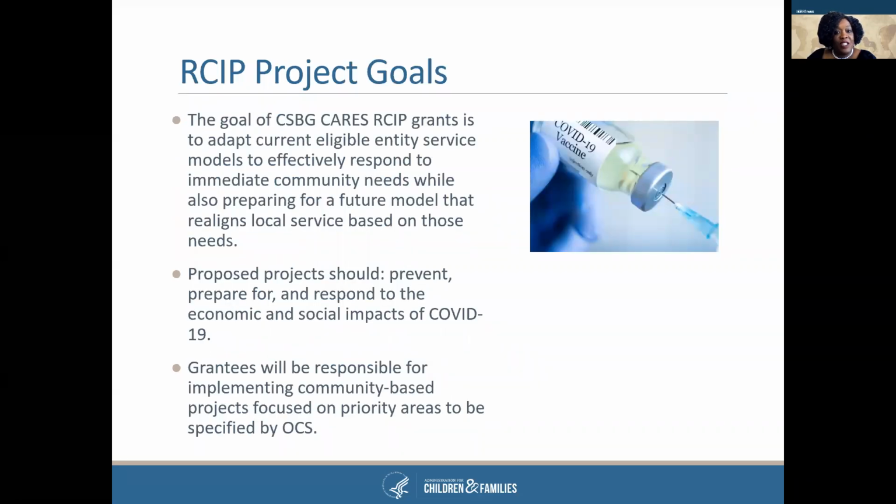The goal of the CSBG Rapid Cycle Impact projects are threefold. First, these grants are intended to adapt current service models to respond to immediate community needs, while also preparing future models that realign local services. The Rapid Cycle Impact project should prevent, prepare for, and respond to the economic and social impacts of COVID-19. The Rapid Cycle Impact projects are expected to address one or more of the priority areas that have been identified by OCS. We'll cover exactly what they are later in the presentation.